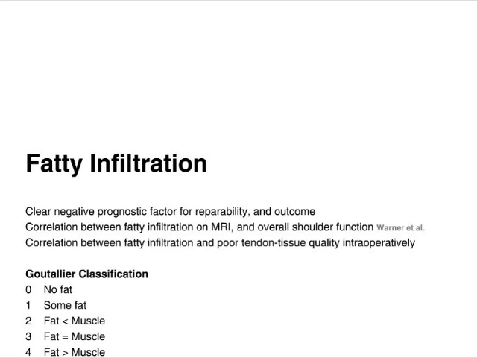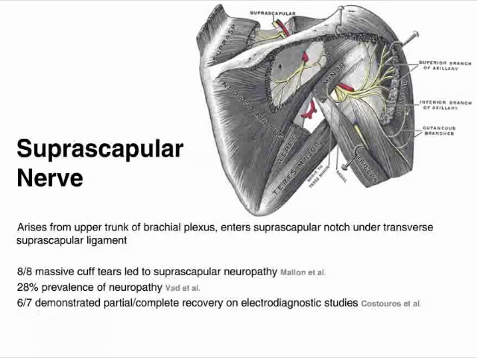The suprascapular nerve is also a consideration. So remember, you've got the suprascapular nerve coming from the upper trunk of the brachial plexus, coming under the suprascapular ligament in the suprascapular notch superiorly, innervating supraspinatus, then swinging around the spinoglenoid notch to innervate infraspinatus. Both of those points being points at which you can get impingement.